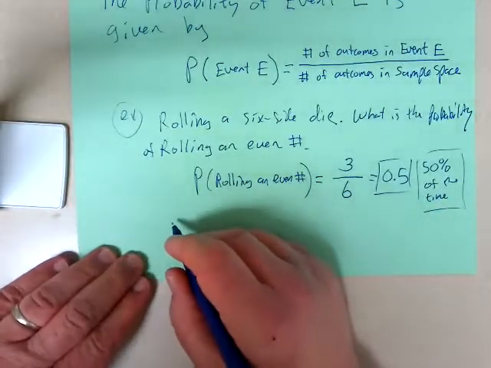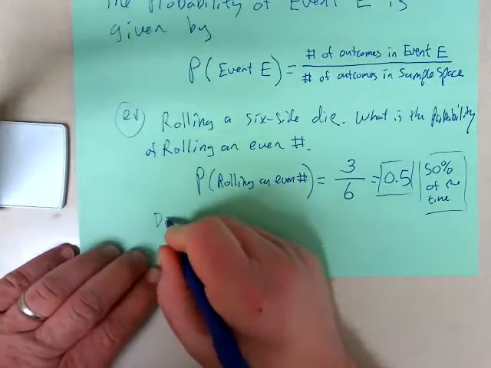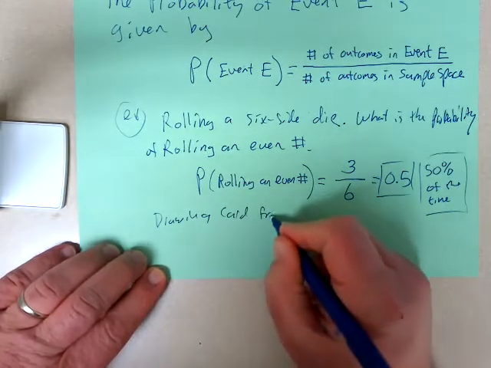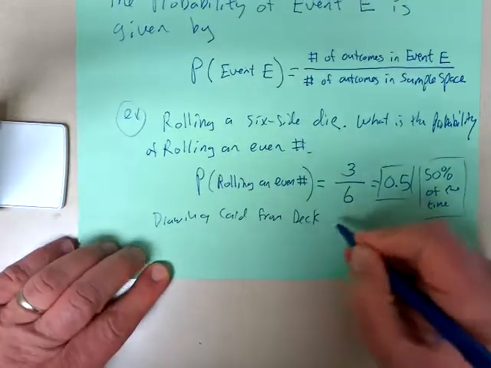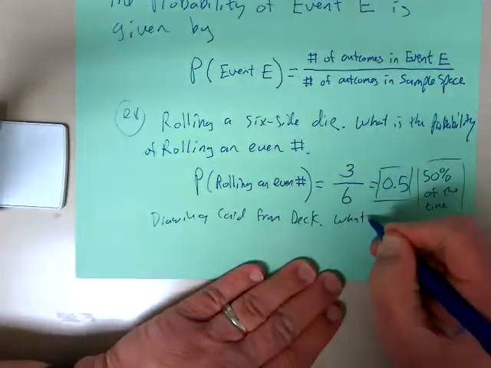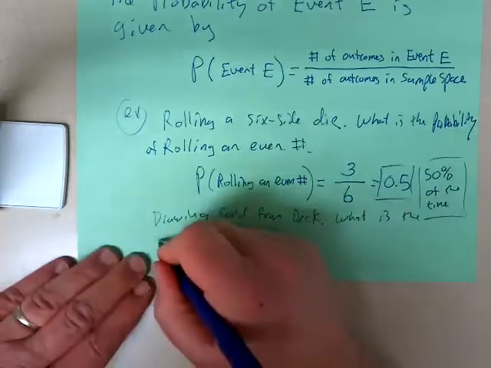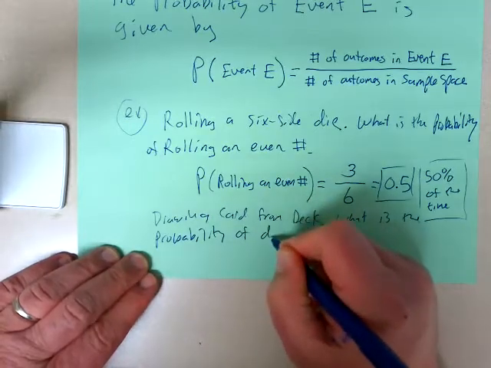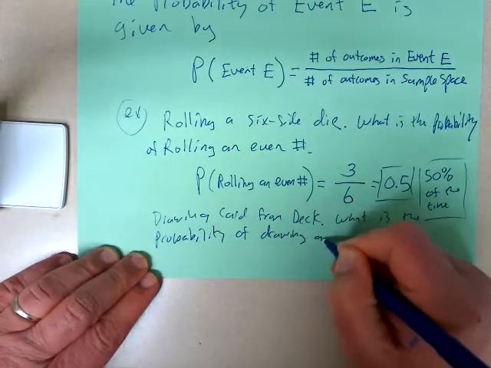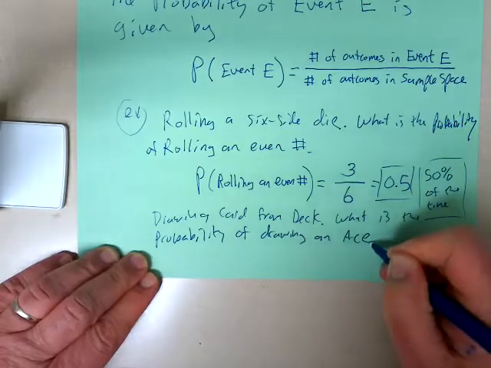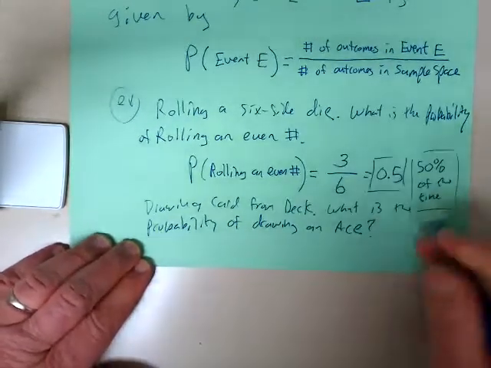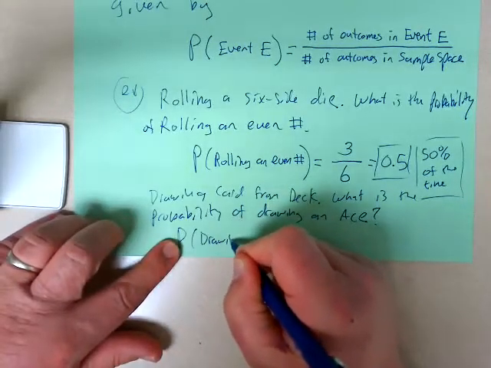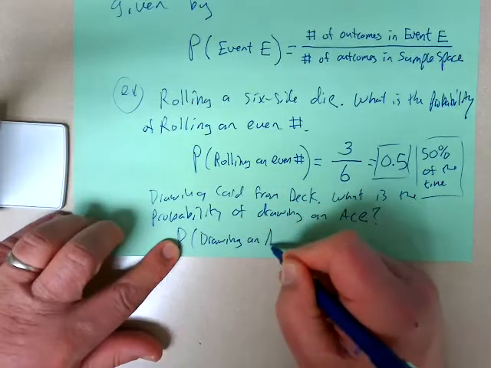So let's try another one here. Drawing a card from a deck. What is the probability of drawing an ace? What's the probability of drawing an ace? Okay, so I might write probability of drawing an ace.